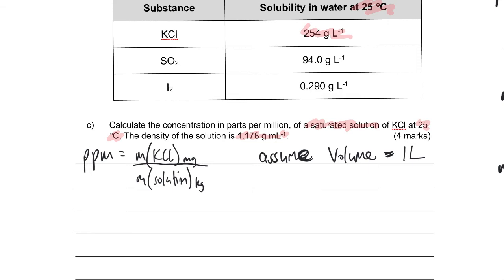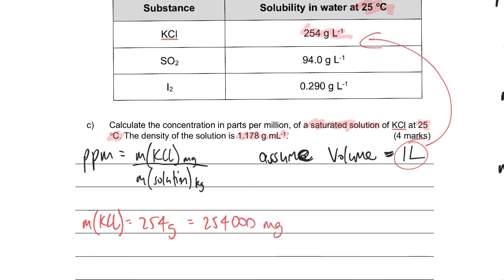I know that in 1 liter, there's going to be 254 grams of KCl, because that's what it says. It can fit 254 grams of KCl at 25 degrees Celsius. So therefore, the mass of KCl will be equal to 254 grams, which is equal to 254,000 milligrams. Please remember that milligrams are smaller than grams, and therefore you have to times the grams to get to milligrams. That's easy enough. Now, how do I get the mass of the solution in kilograms?